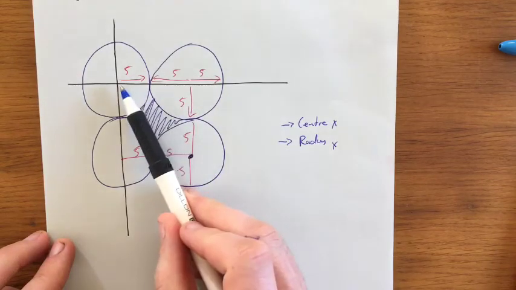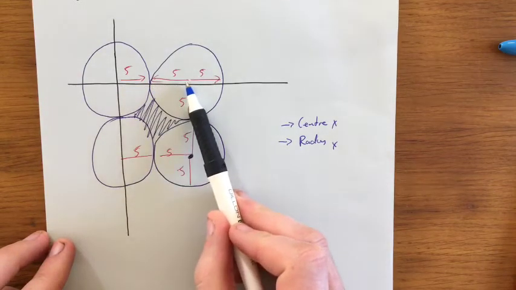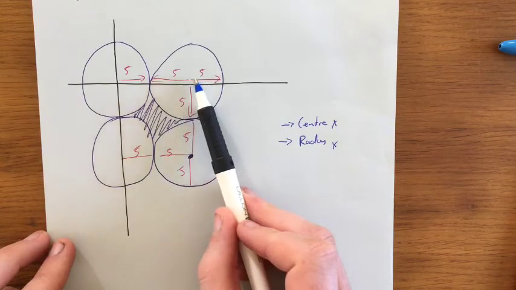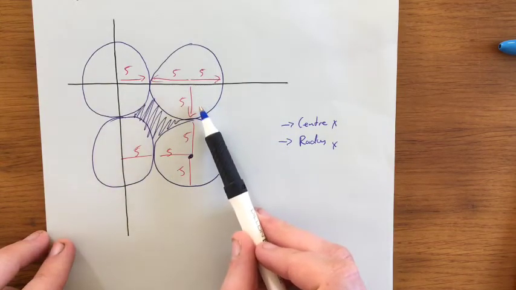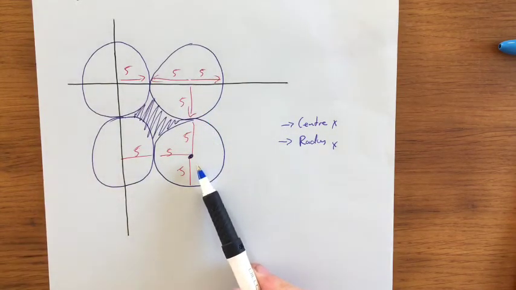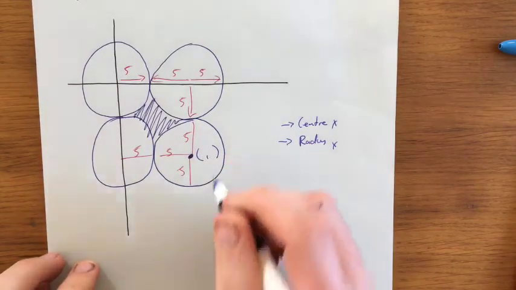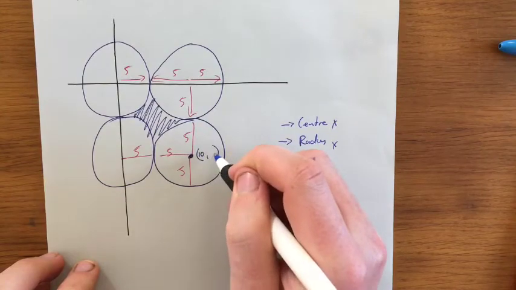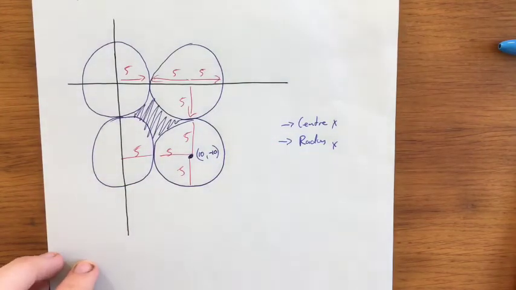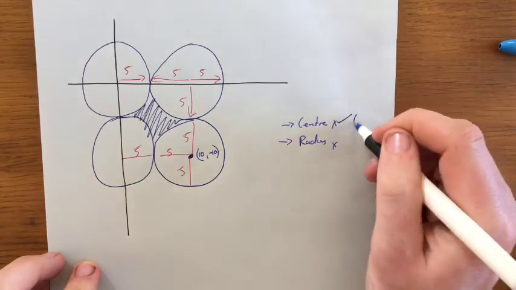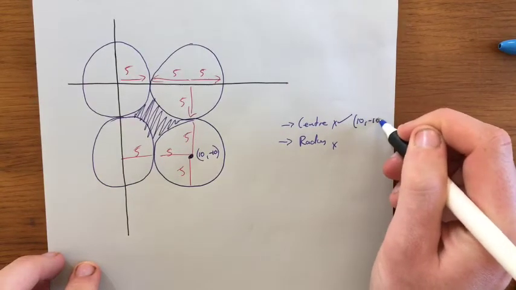If you think about it, we're coming out 5 there, 5 there. So we're coming out 10 in total. And then if you think about it, we're coming down 5 and 5. So we're coming down 10 in total. So it would make sense that that point there is actually out 10, down minus 10. So we actually do have the center. It is out 10, down minus 10.